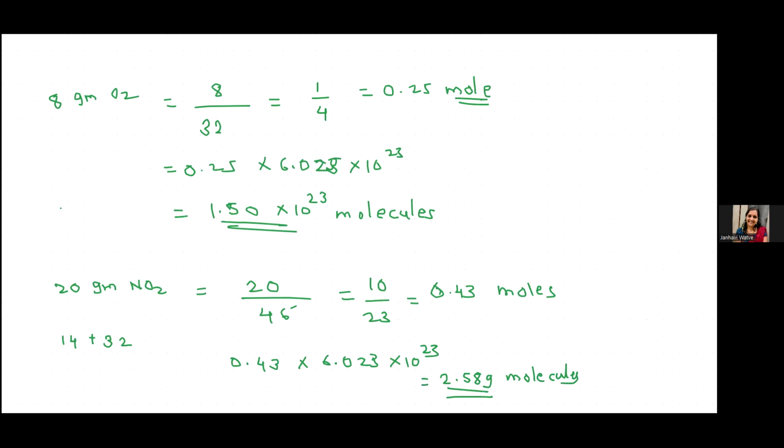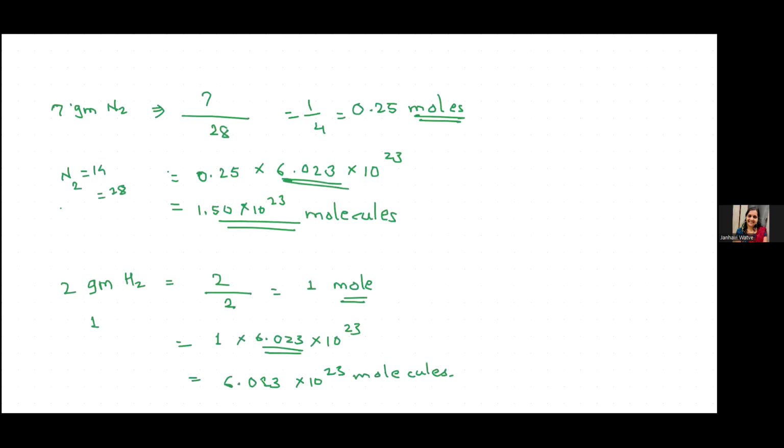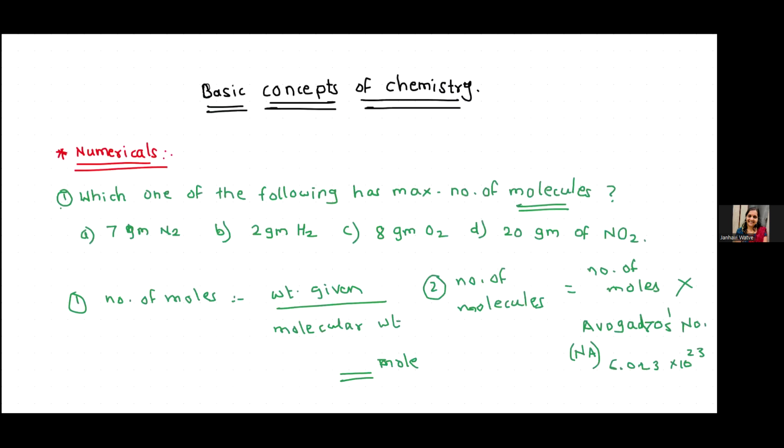In option 3, we are getting 1.5. On page 2, we are getting 2 gram of H2, which is the highest, 6.023 into 10 raised to 23 molecules. And in option number 1, we are getting 1.50 into 10 raised to 23 molecules. So which one is the highest number of molecules? Your answer is 2 grams of H2, option B. Very important formulae: number of moles is nothing but weight given divided by molecular weight, and secondly, number of molecules is equal to number of moles into Avogadro's number, which is a constant, 6.02 into 10 raised to 23. Okay. Thank you.